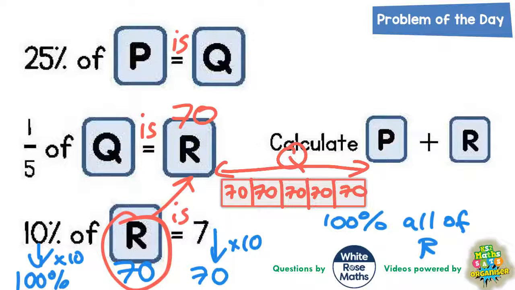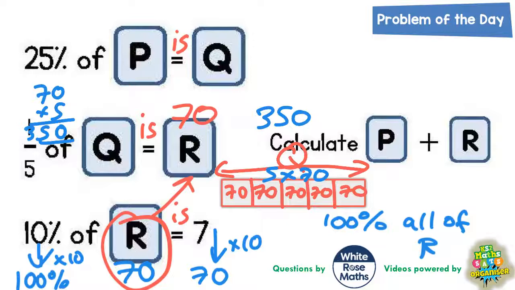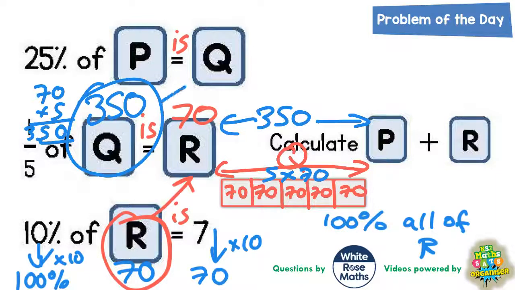Now we can figure out what Q must be, because Q must be 5 lots of 70. And 5 lots of 70, 70 times 5: 5 nothings are nothing, and 5 sevens are 35. So the whole bar Q must be worth 350. So Q is worth 350. But now we can obviously replace this Q with 350 in this one. So we're working backwards again.